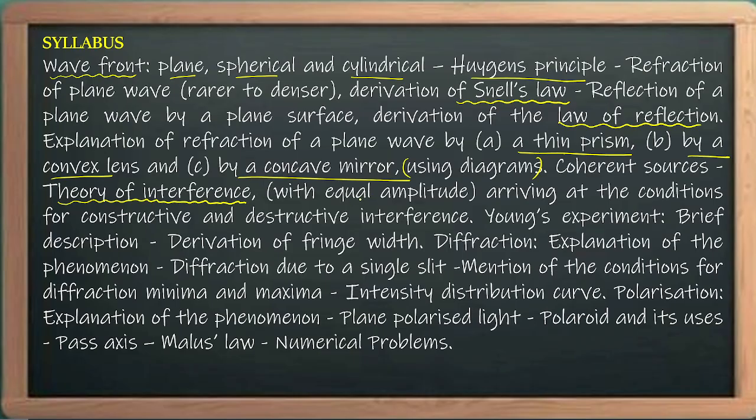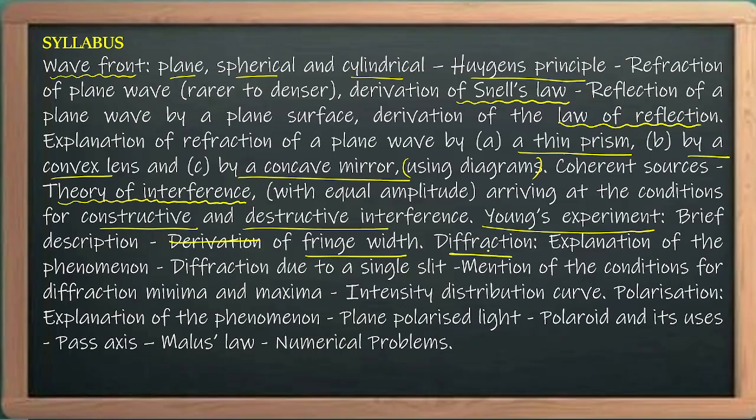I will give the list of formulas on the topic in this video. Arriving at the conditions for constructive and destructive interference is important. Then we have Young's double slit experiment, which is very important. Based on that also you can expect questions; the formula derivation has been deleted. As of now only the formula is there for competitive exams.